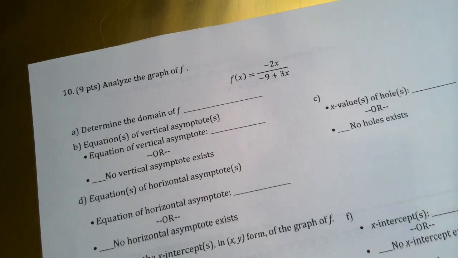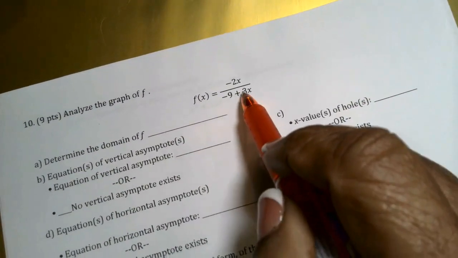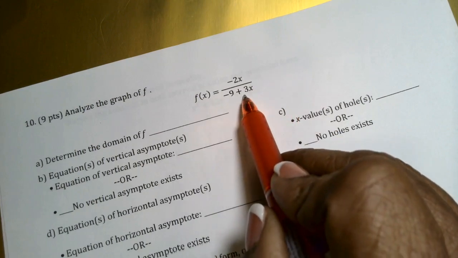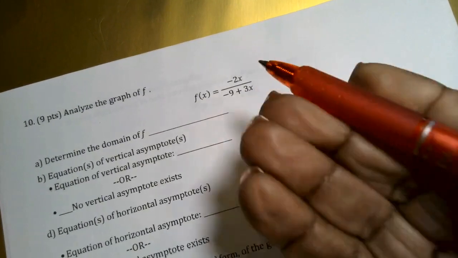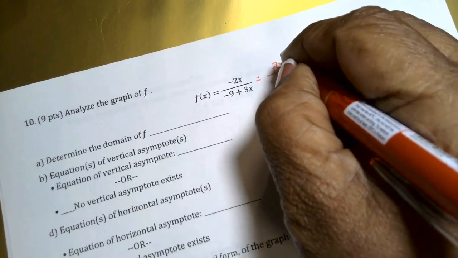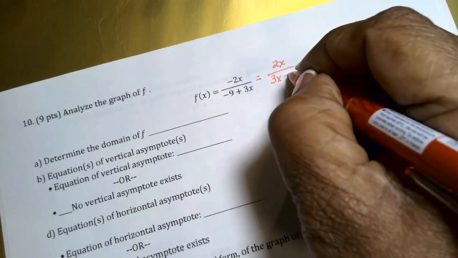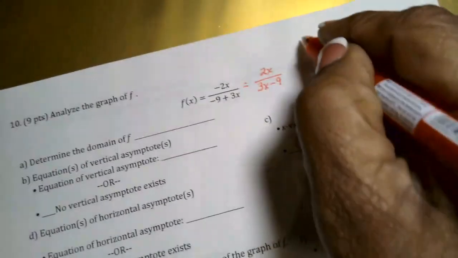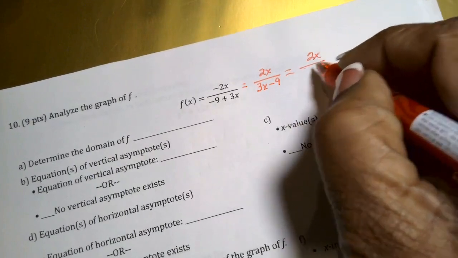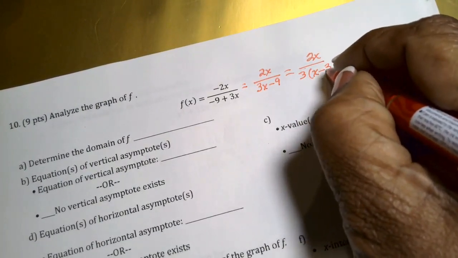Let's get started. First, let's analyze the function f of x equals negative 2x all divided by negative 9 plus 3x. I'd like to get started by rewriting the denominator so that it's in descending order, 3x minus 9. And then I would like to factor the denominator. Factor out a 3. I'm left with 3 times the quantity x minus 3.